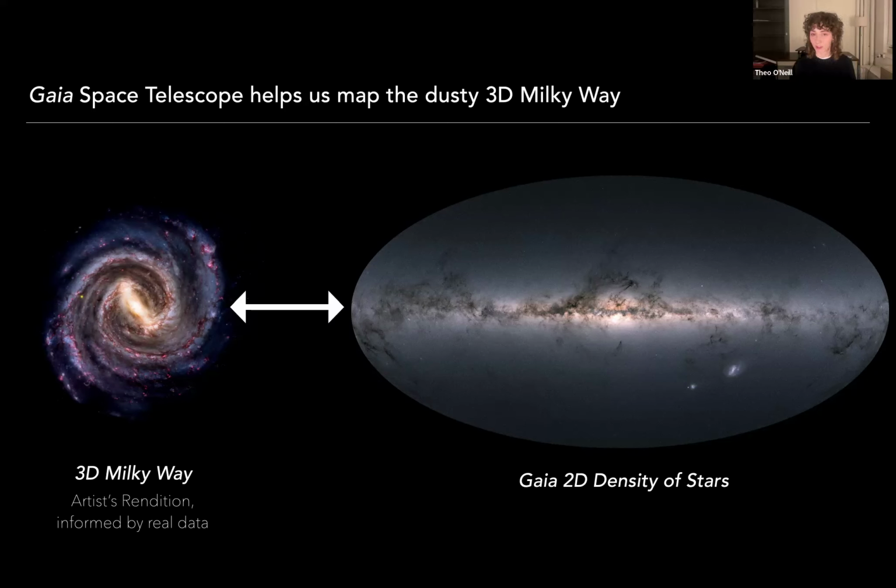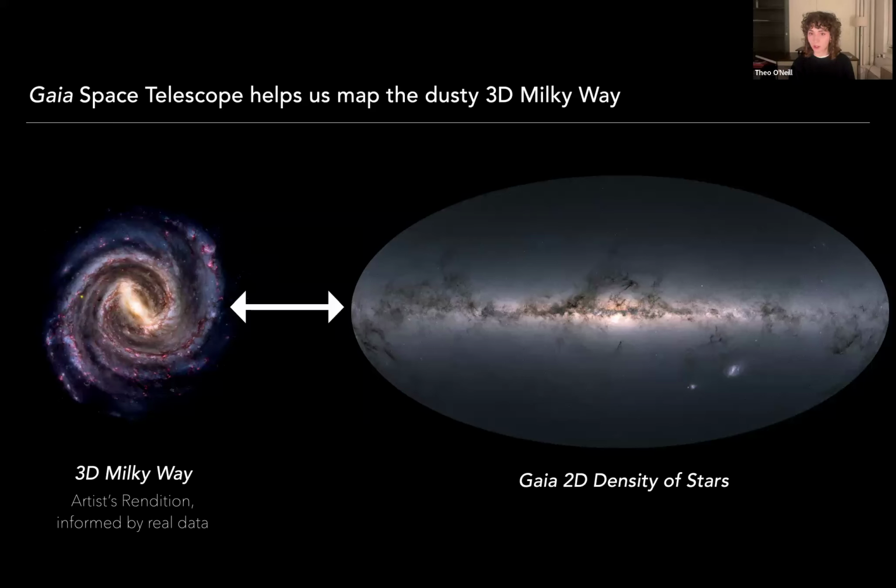So this image that I'm showing here on the right is actually not a photograph or an image at all. This is a map of the number of stars that the Gaia Space Telescope has been able to observe at every point over our night sky. And so we can see that there are more stars in the center of this map. That's the disk of our galaxy, where the majority of the stars in our galaxy are concentrated. But we can additionally see a variety of black filamentary structures blocking our view of more distant stars.